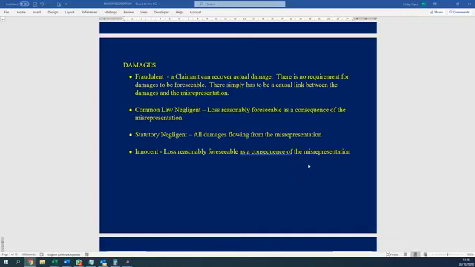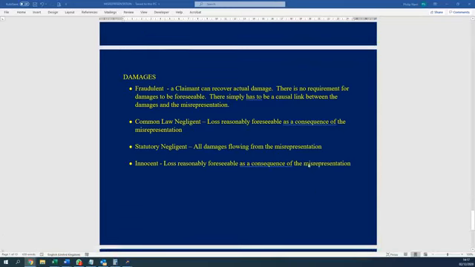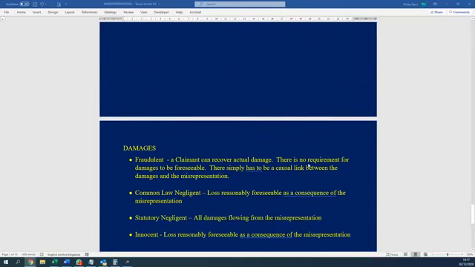In the case of common law negligent misrepresentation, only losses reasonably foreseeable as a consequence can be recovered. The statutory negligent misrepresentation, all damages flowing from the misrepresentation can be recovered. And innocent misrepresentation, essentially the loss is reasonably foreseeable, obviously at the discretion of the court. And that's it. Any questions?